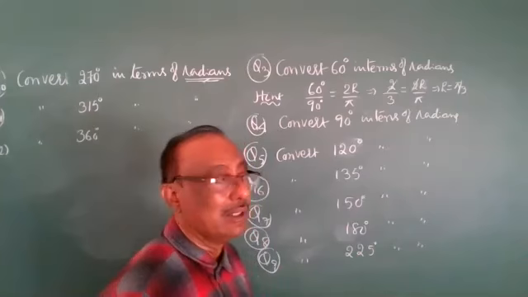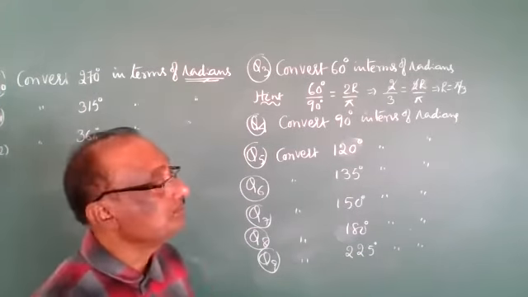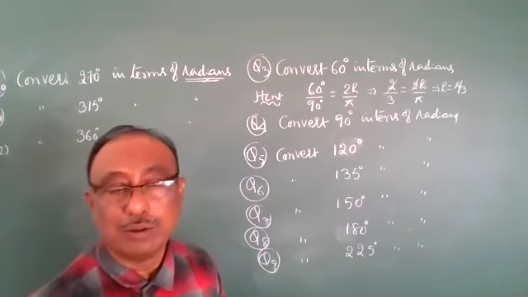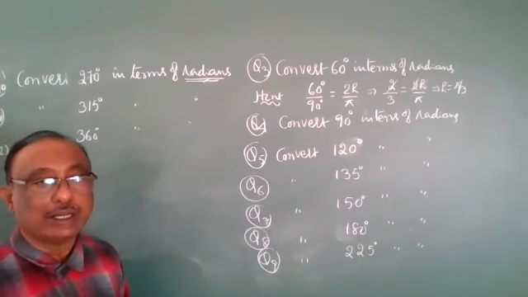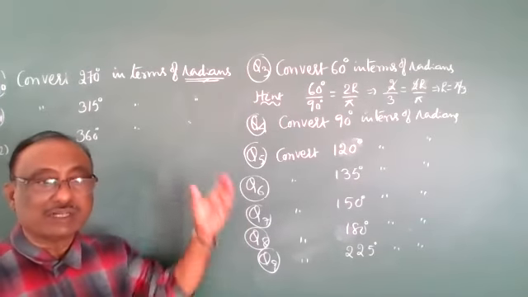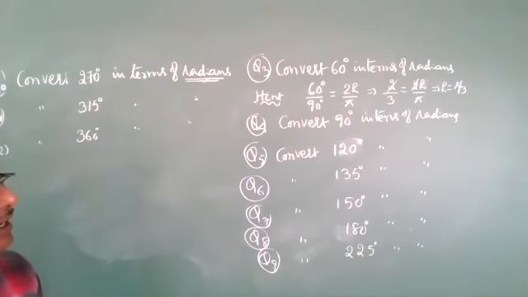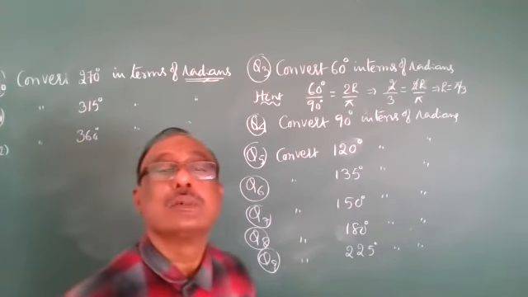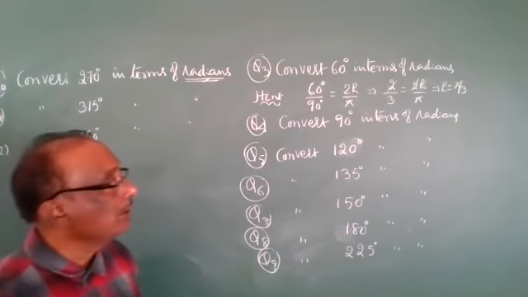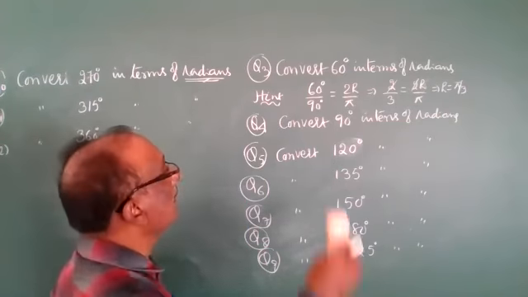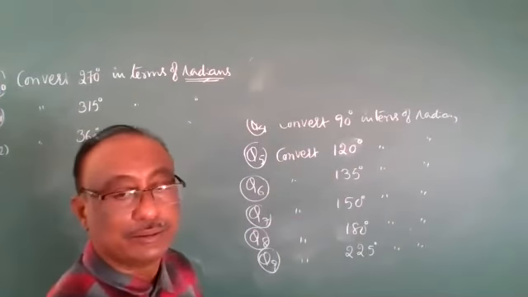Very good. Question number 4, we can do it fast. Convert 90 degrees. First exercise has degree to radians conversion only. Very good, Dipti. Pi by 2 is correct.